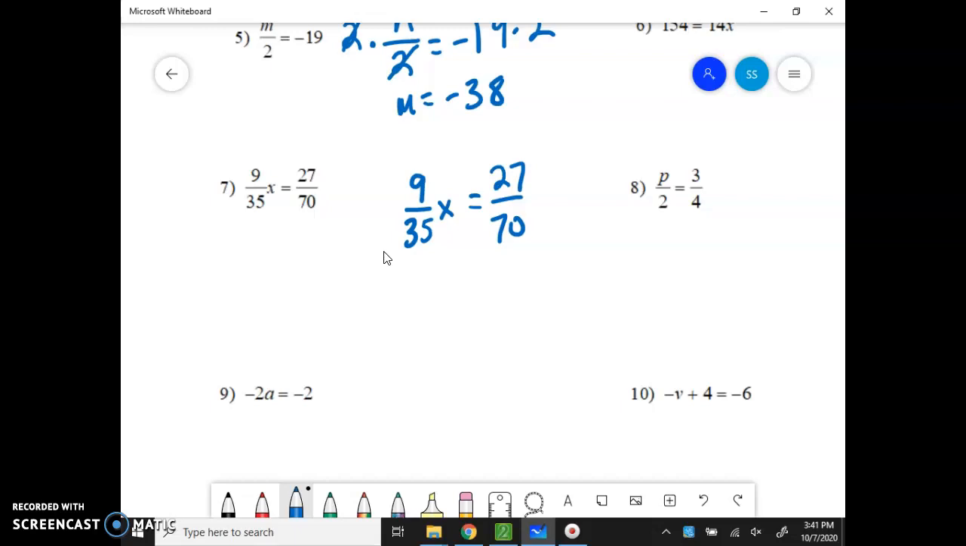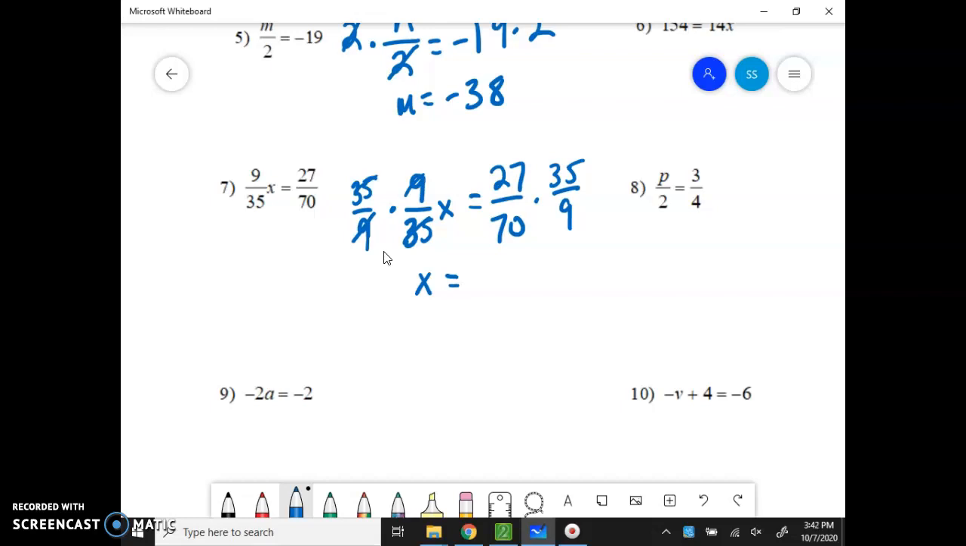But if we remember, dividing by a fraction is really just multiplying the reciprocal. And the reciprocal just means we flip around the numerator and denominator. And now these are just going to cross cancel on us. And I'm going to be left with 1x. And if I do it to one side, got to do it to the other. So I got to multiply this side by 35 over 9.